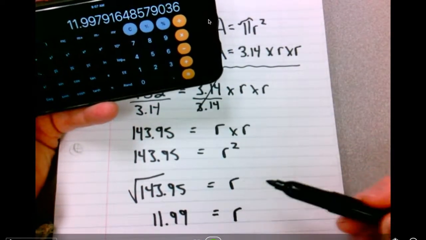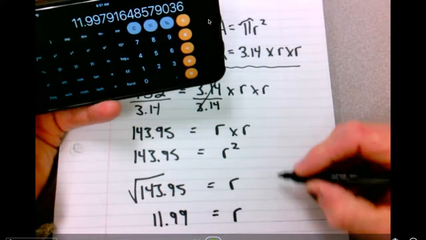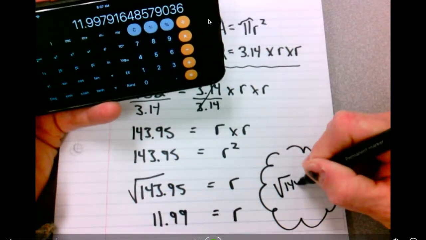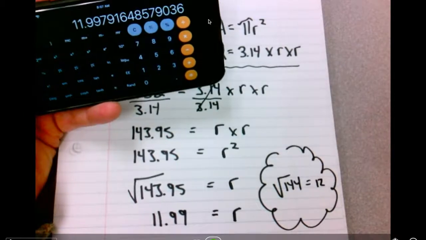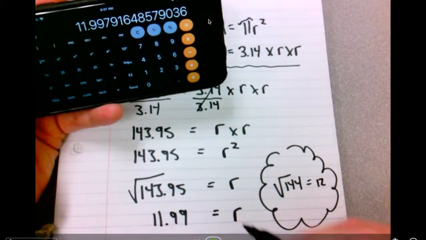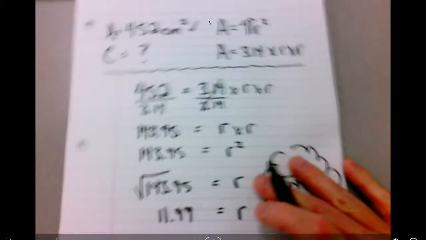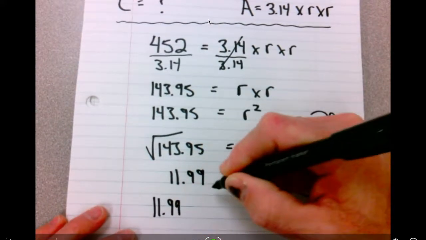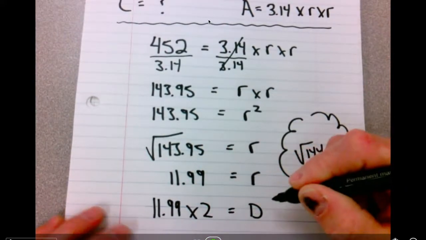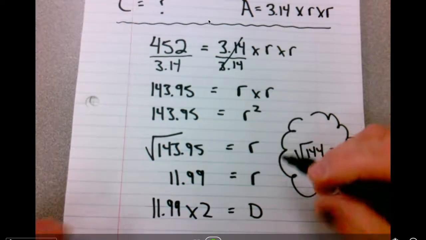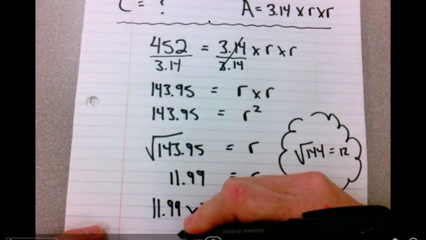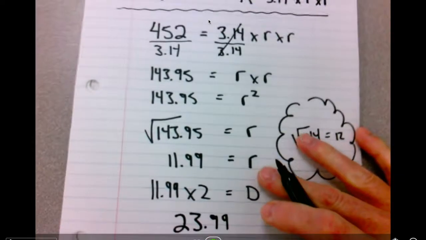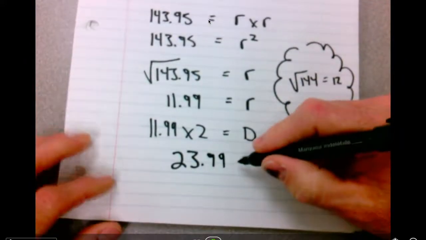And I know I'm right, I know I'm close, because, and this is kind of just a thought bubble, and this is helpful, the square root of 144 equals 12, because I know 12 times 12 is 144. So this looks really darn close. So once I know that, I know I need to times this by 2. So 11.99 times 2 is going to give me my diameter, right? So if I times it by 2, I'm going to get almost 24. So I'm going to go with 23.99 again. And that gives me my diameter.